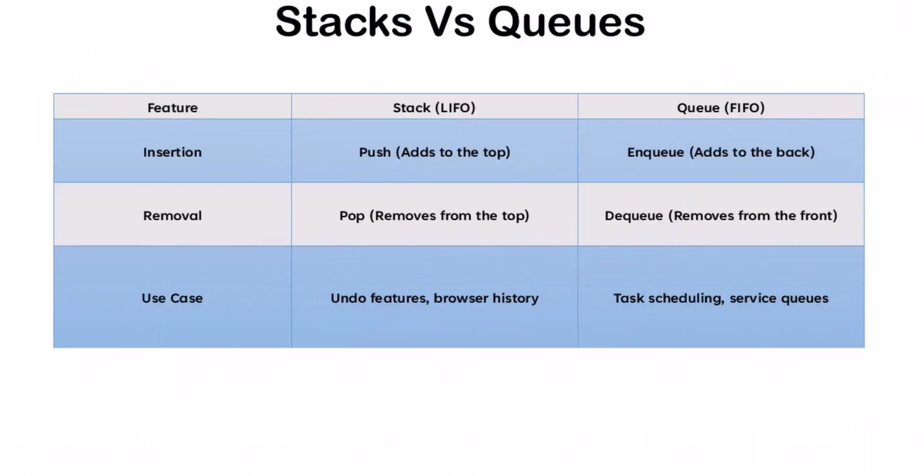Both stacks and queues are widely used in programming. Stacks are great for situations where you need to reverse operations, like with undo features in software. Queues, on the other hand, are perfect for managing tasks in the order they arrive, like in a printer queue or job scheduling system. Here's a quick comparison of stacks and queues. Choosing between a stack and a queue depends on whether you need to process items in the reverse order or in the order they arrive.